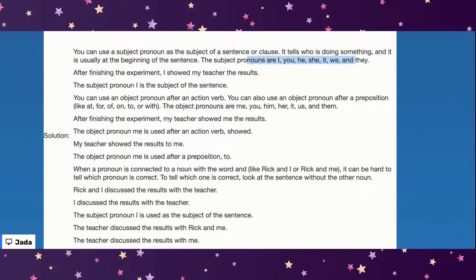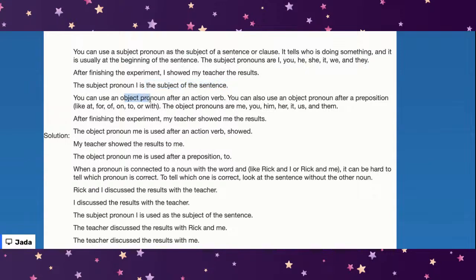After finishing the experiment, I showed my teacher the results. The subject I is the subject of the sentence.